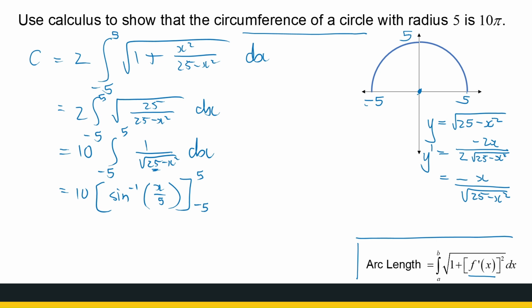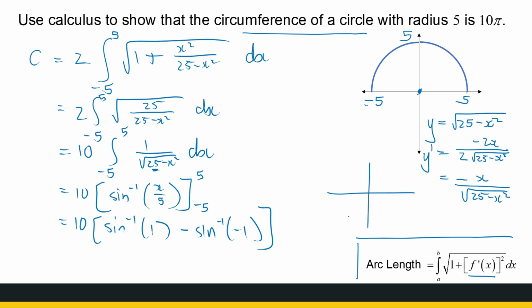All right, so that is 10 times arc sine. If I substitute 5 in, I've got 1, minus arc sine. I substitute minus 5 in, I got minus 1. Now, if you remember what arc sine looks like, the graph goes from minus 1 to 1. That value is pi over 2, and here I've got minus pi over 2.